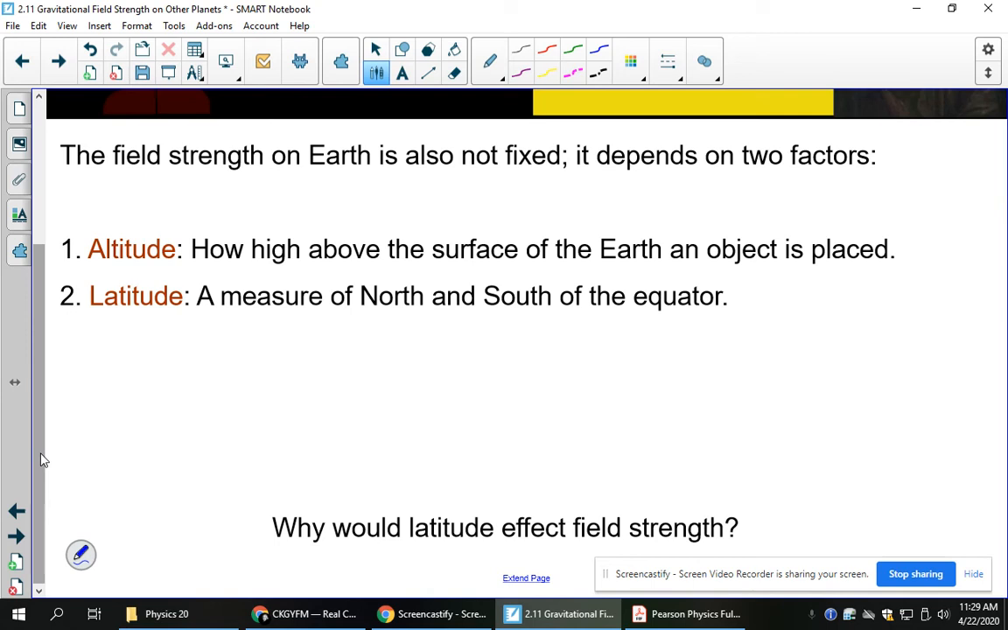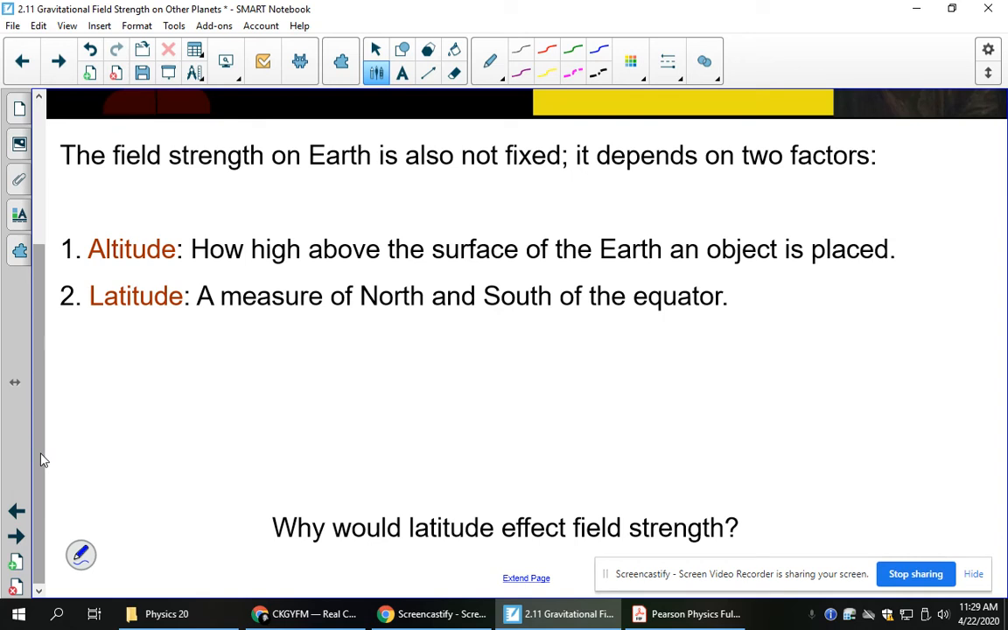How exciting. So the field strength on Earth is also not fixed. It depends on two factors that I alluded to earlier, the altitude and the latitude. Altitude is how high above the surface of the Earth the object is placed. Altitude is in reference to the questions from last lesson on being at the top of Mount Everest or the bottom of the Marianas Trench. That's your altitude. How high or how much below sea level is the object that you're talking about.